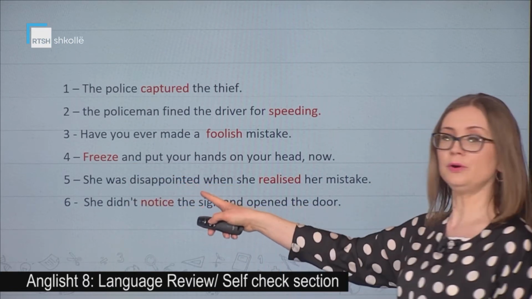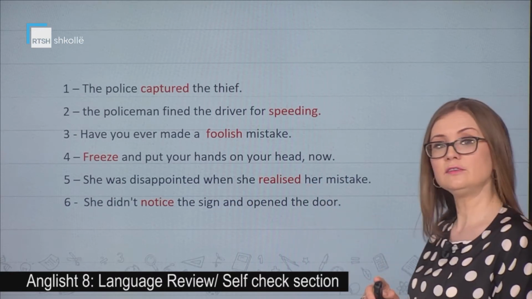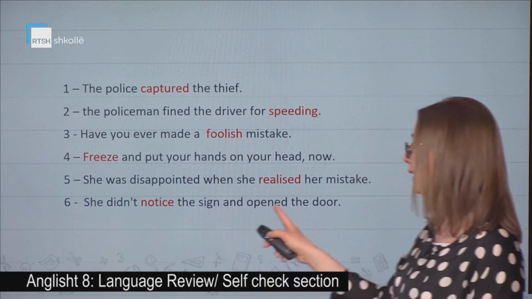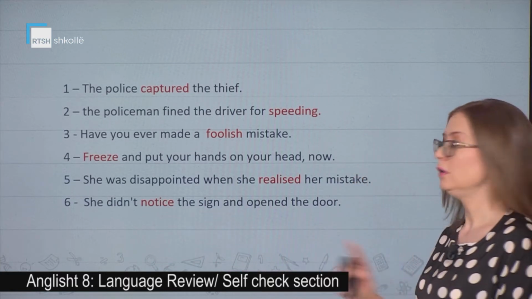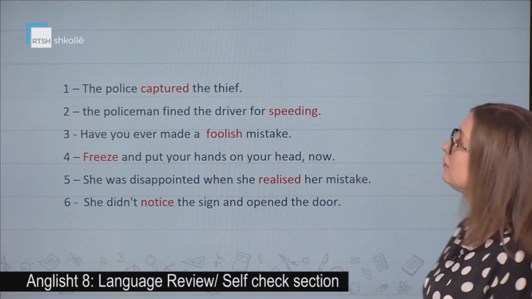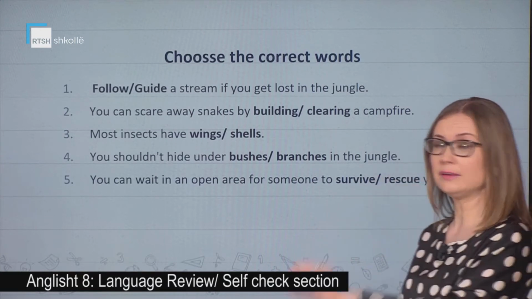She was disappointed when she realized her mistake. Realize is the right verb. She didn't notice the sign and opened the door. Notice is the right verb to fill in the sentence. Let's go on with some other exercise.